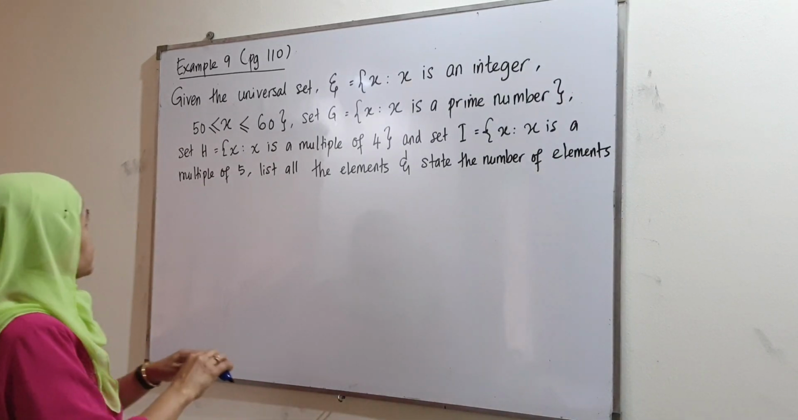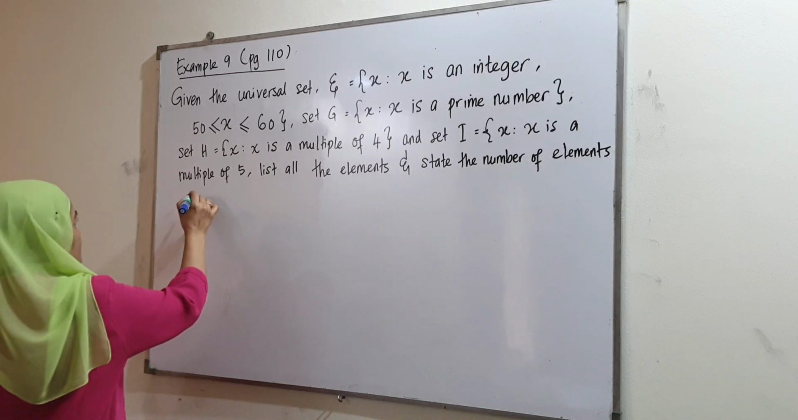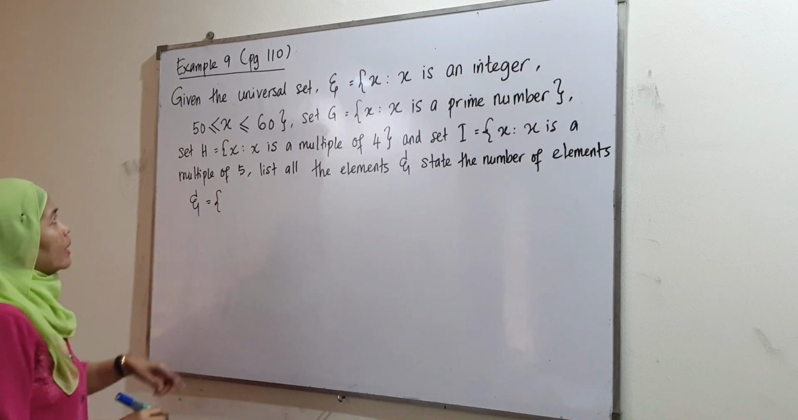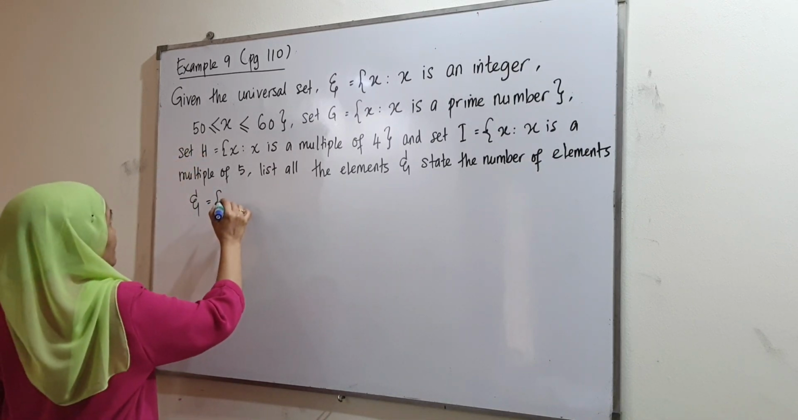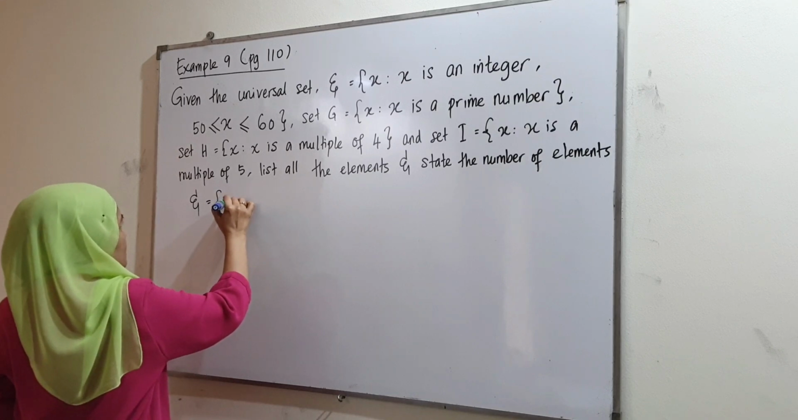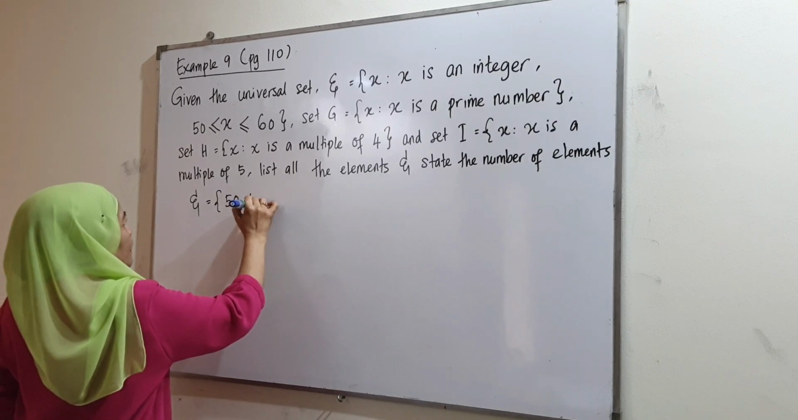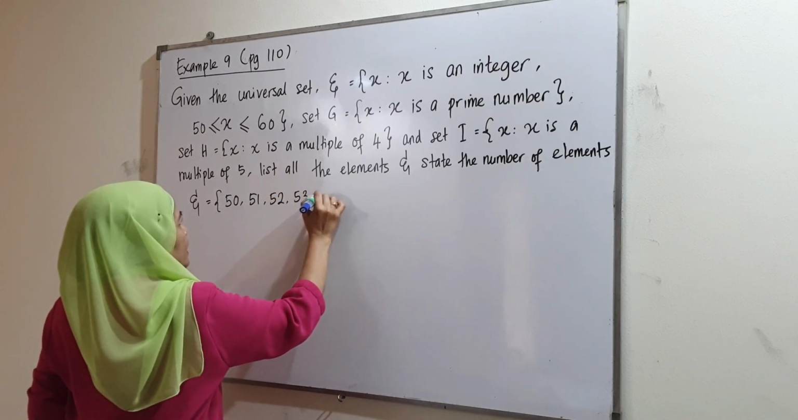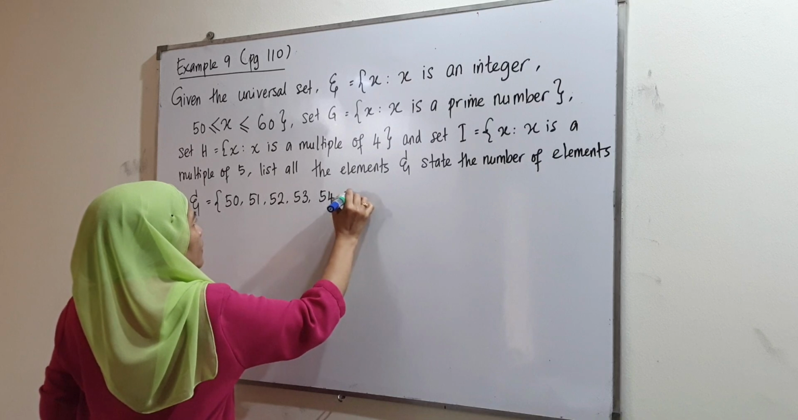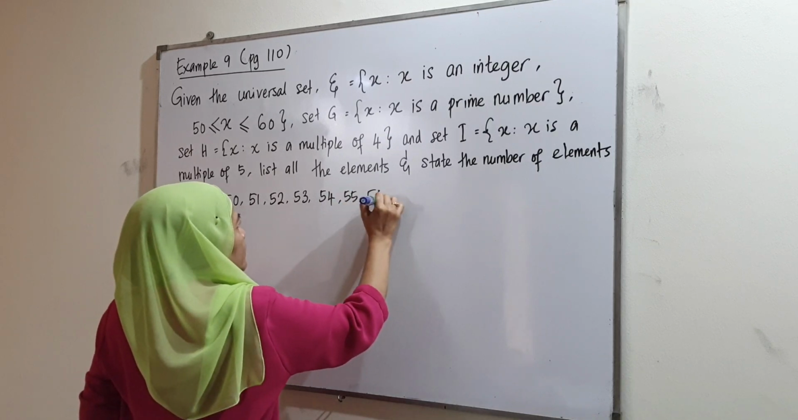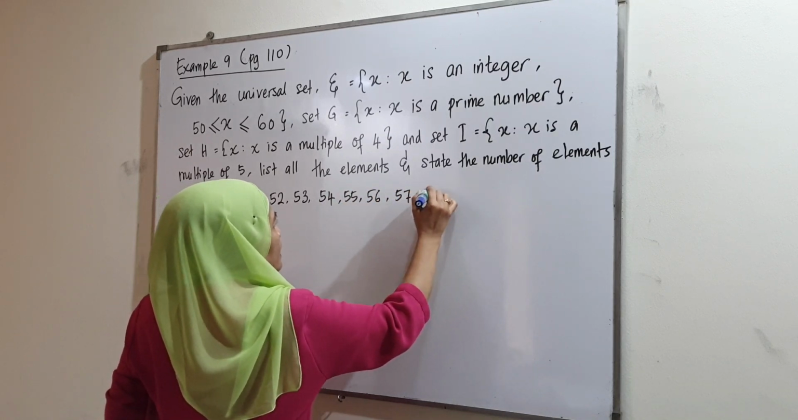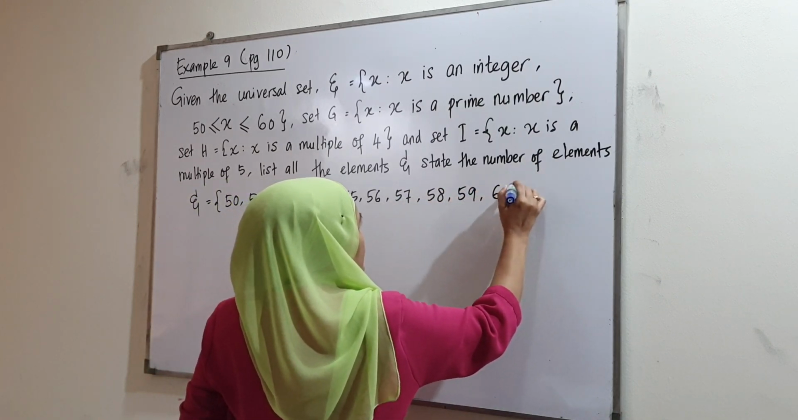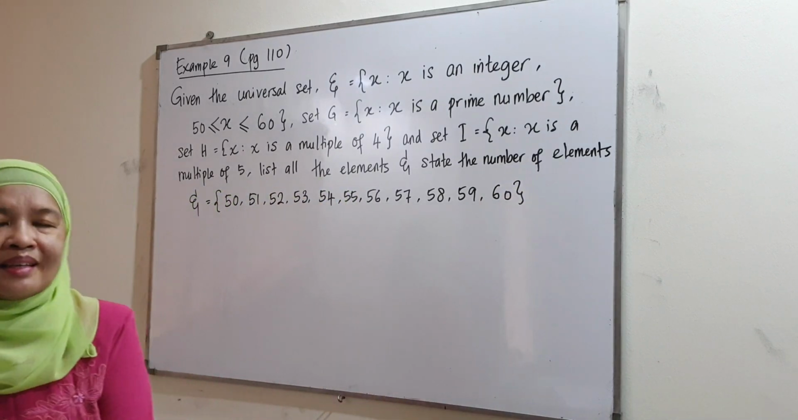Okay, so now we list all the universal set. x is more than or equal to 50, so we start with 50, 51, 52, 53, 54, 55, 56, 57, 58, 59, 60.